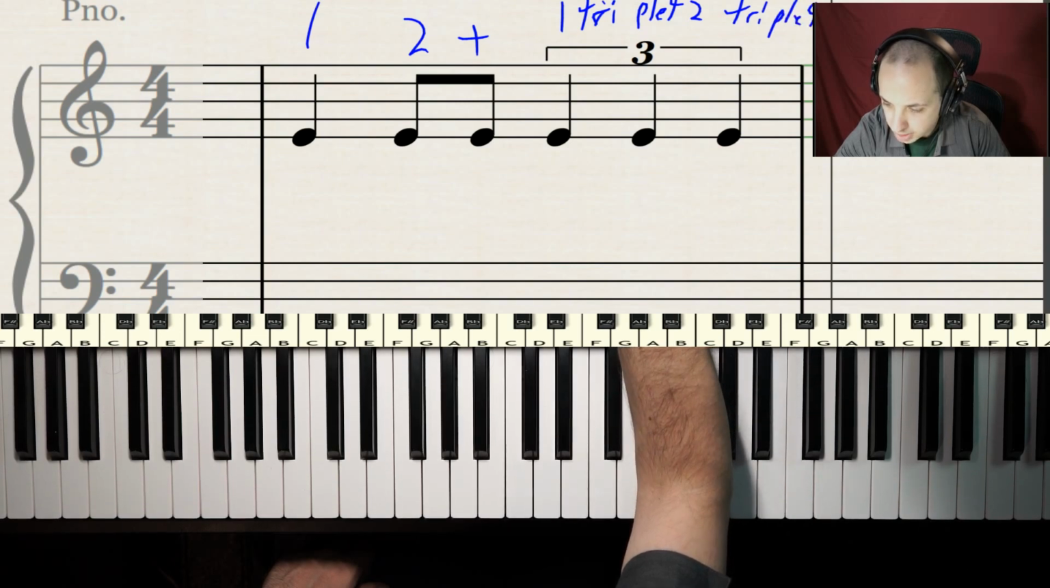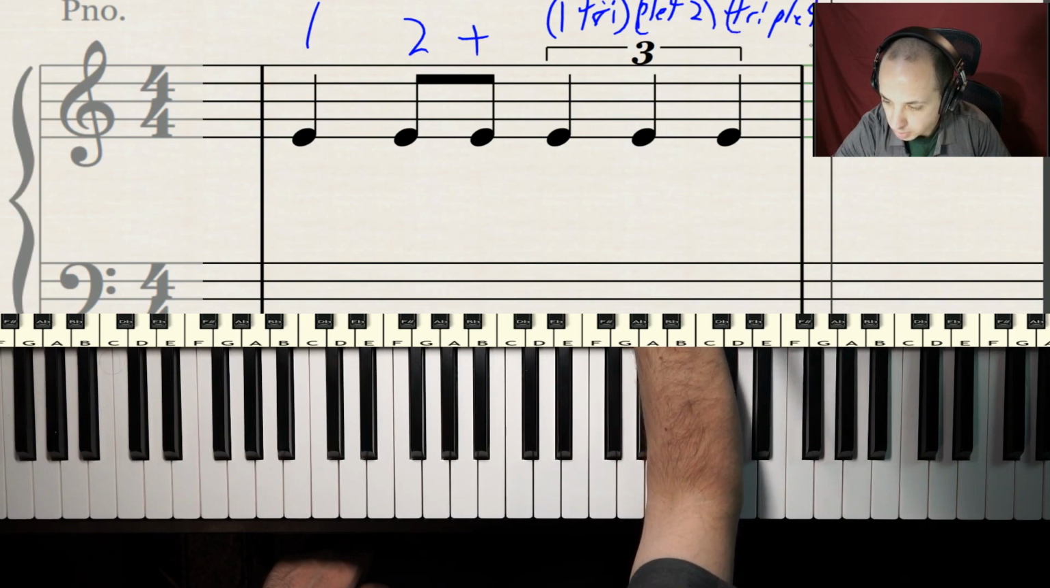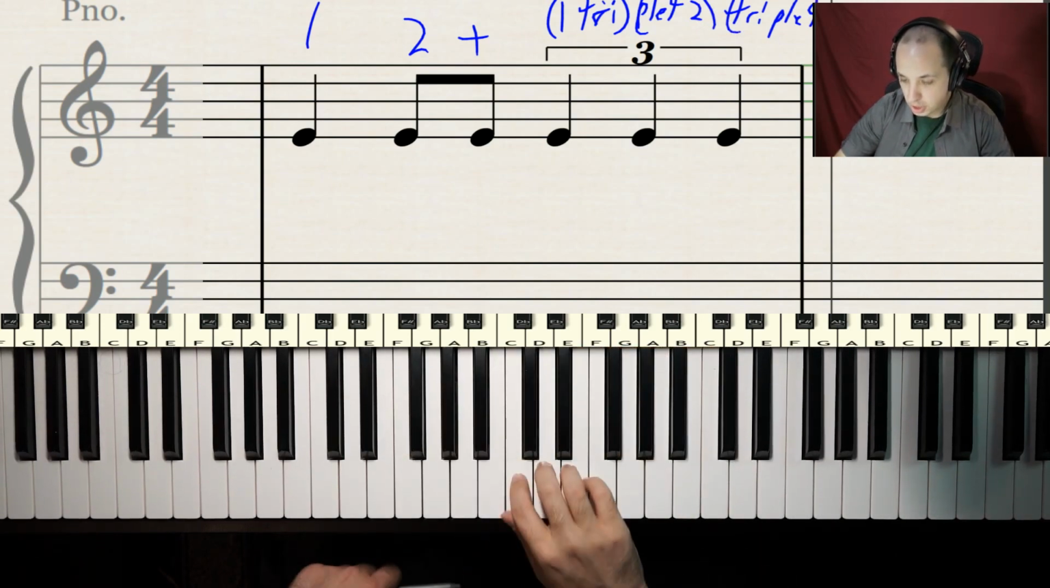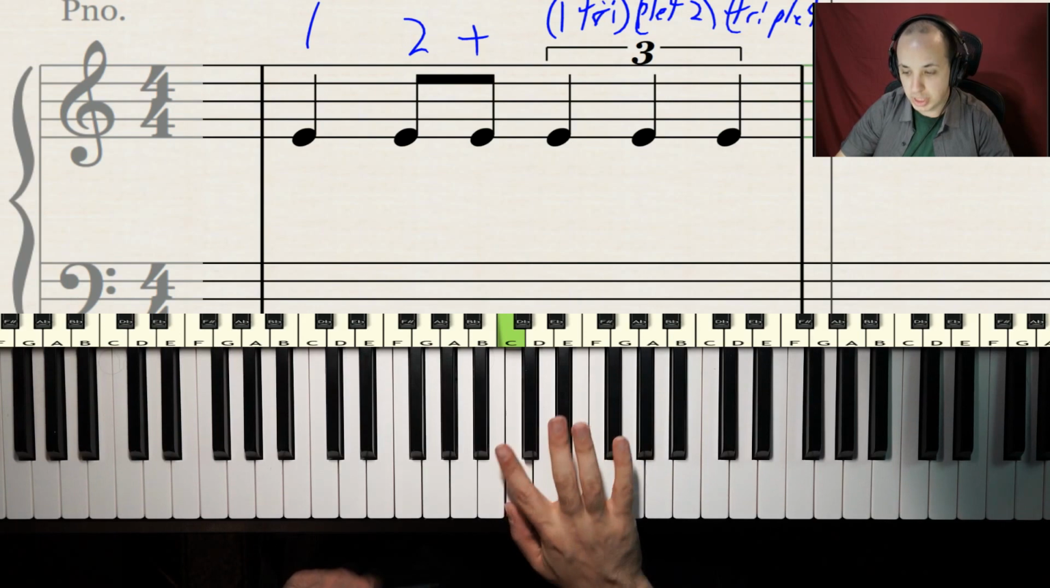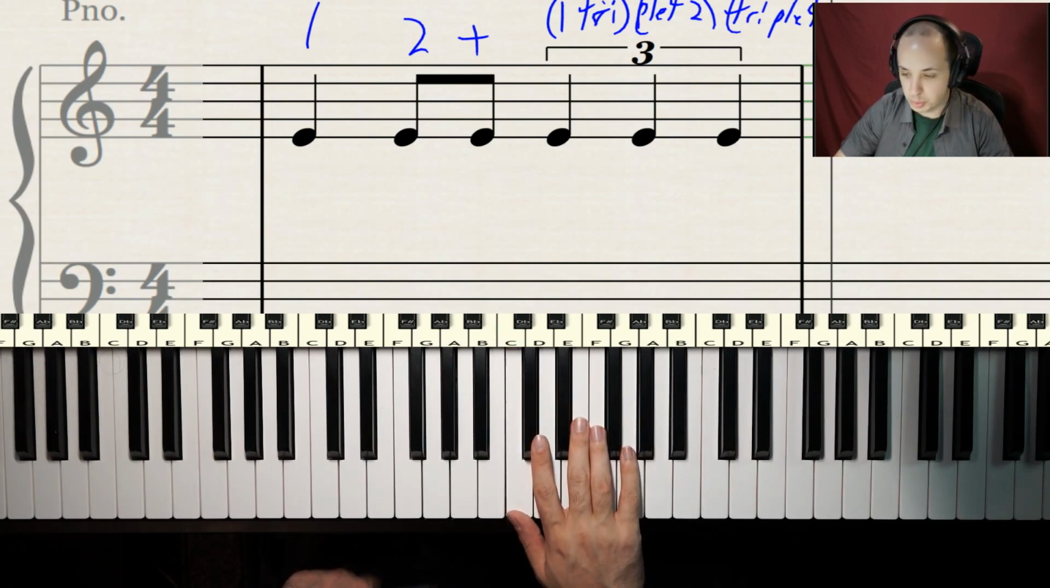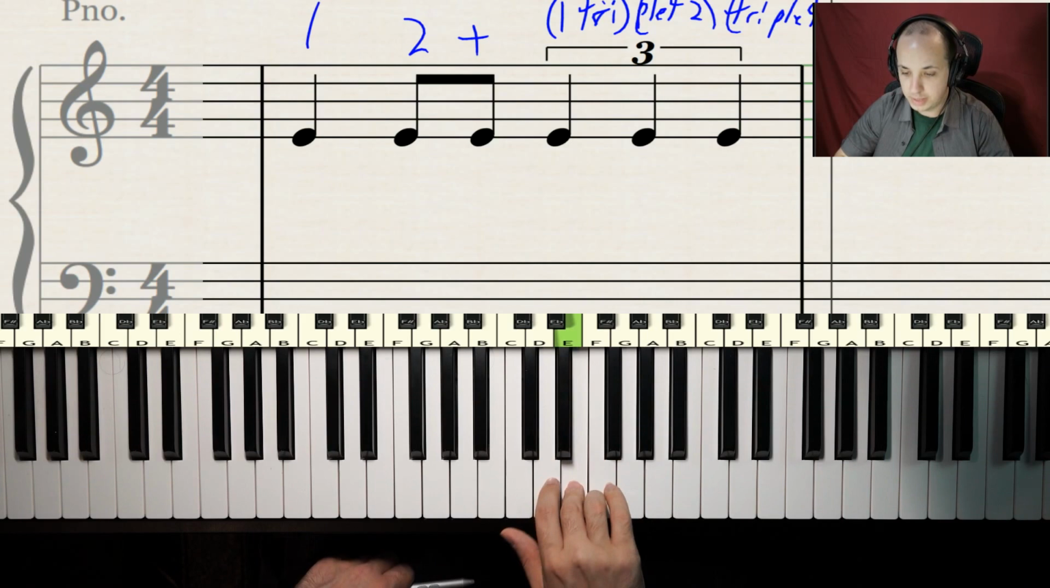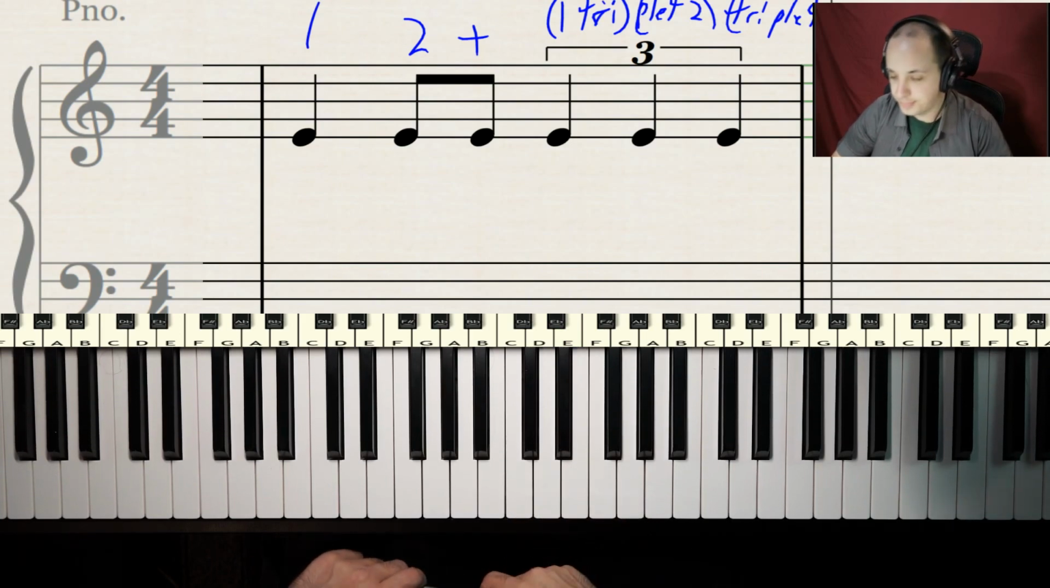And you would group them by 2s, right? So you have the first one of the triplet for 1, tri, and then you have plet 2 is the next note in the triplet, and then triplet is the last one. 1, triplet, 2, triplet. So this measure is going to be counted as 1, 2, and 1, triplet, 2, triplet, and there you go.